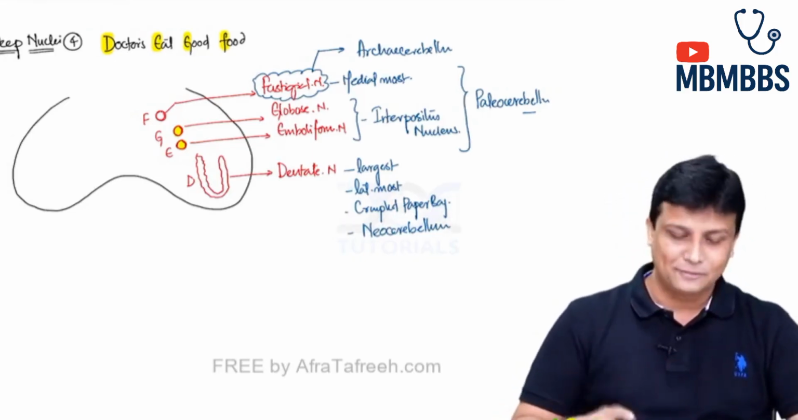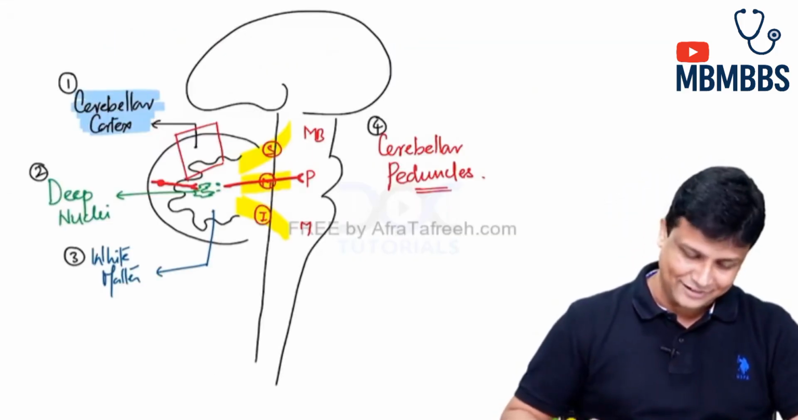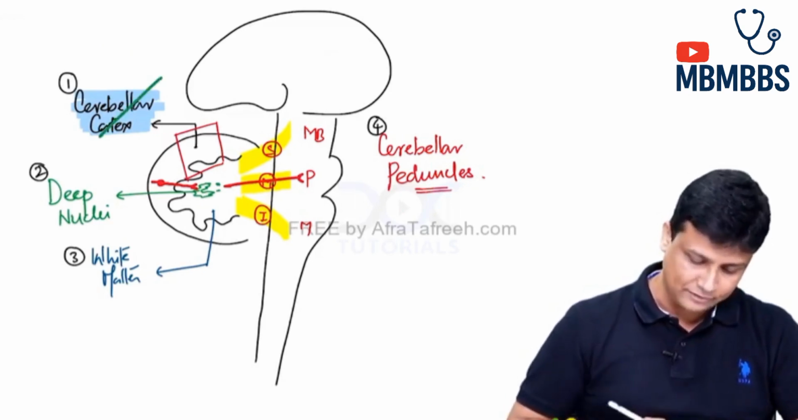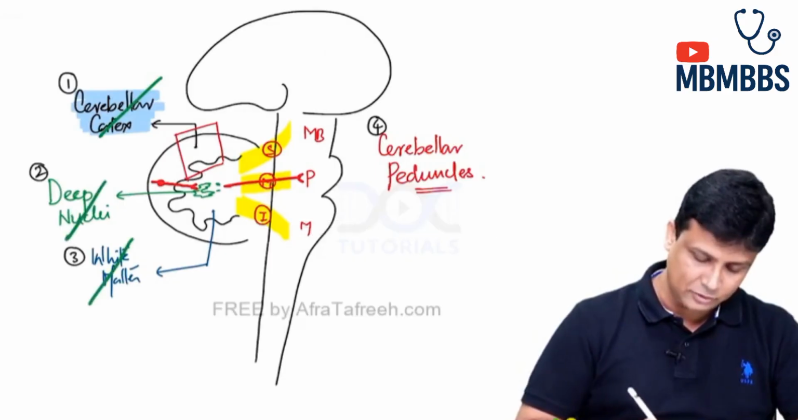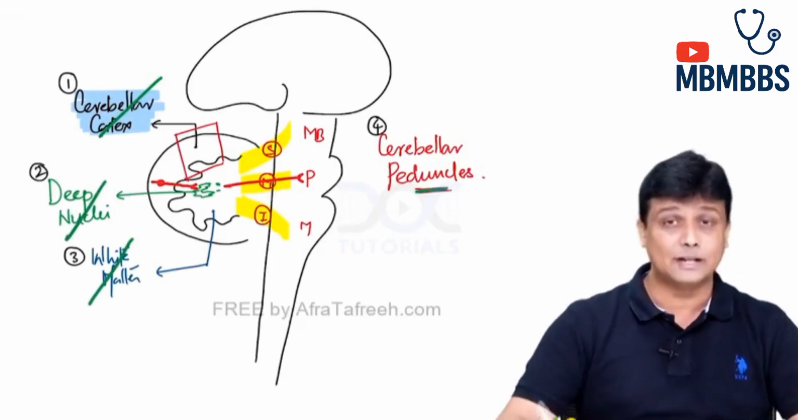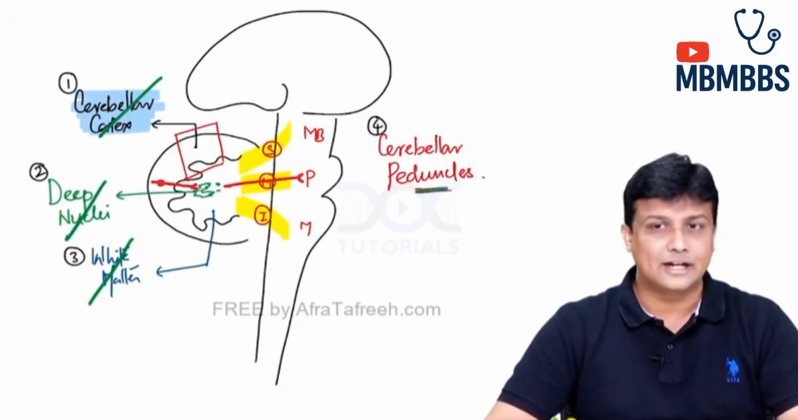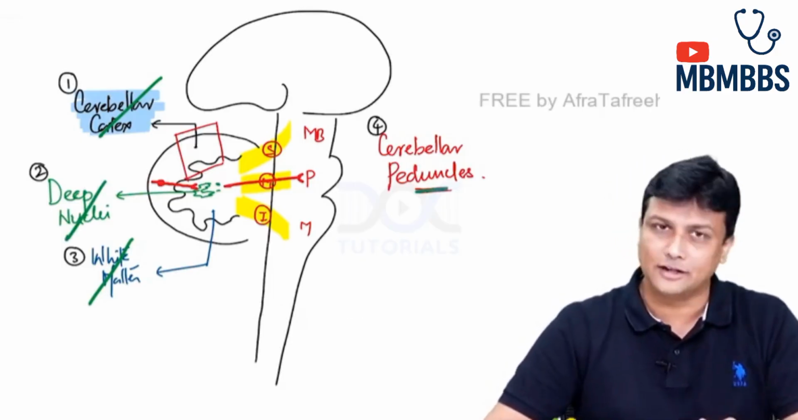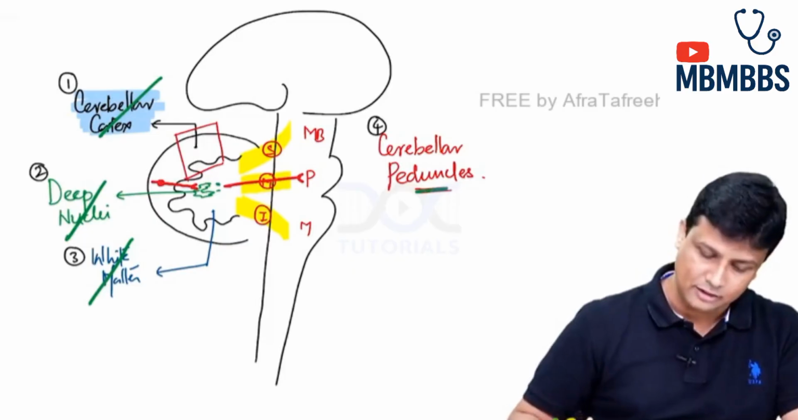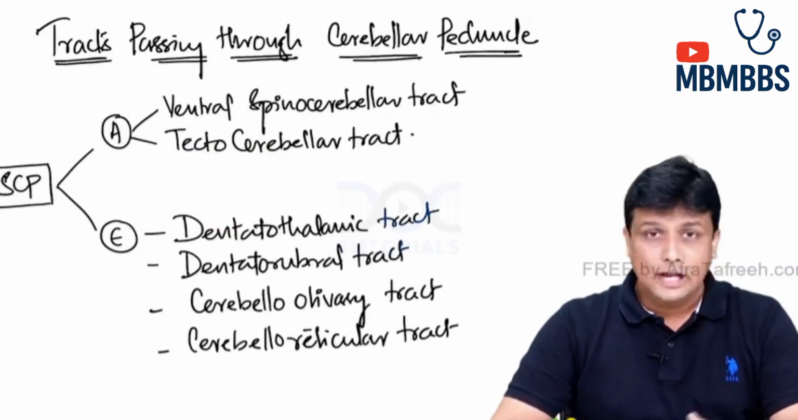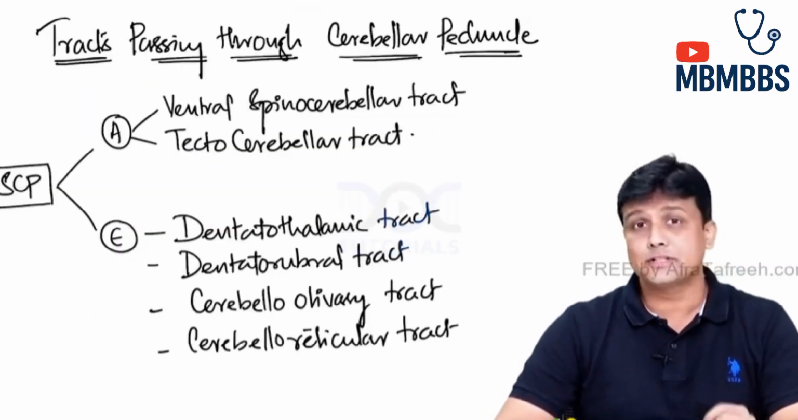And if you still remember our planning here, let me take you back to the same diagram again. We are done with the cerebellar cortex, we are done with the white matter and the deep nuclei. Now the only thing left is cerebellar peduncles. And we have to remember what are the tracts which are going to pass through the cerebellar peduncle. So now let's move on to the tracts passing through the cerebellar peduncles.